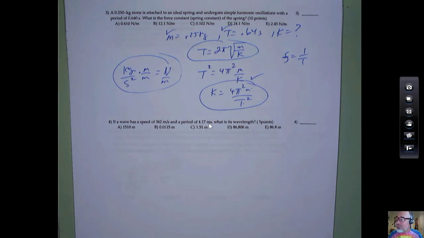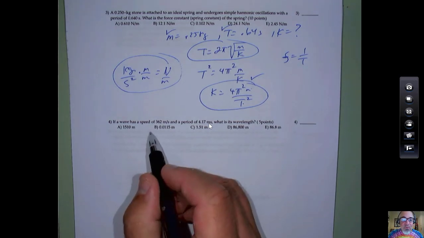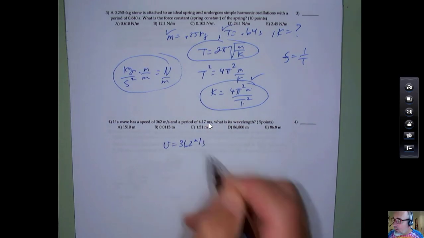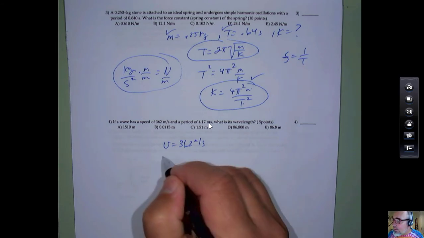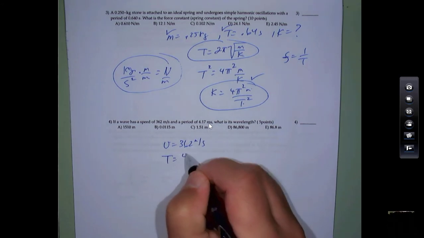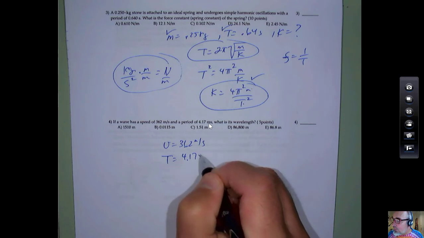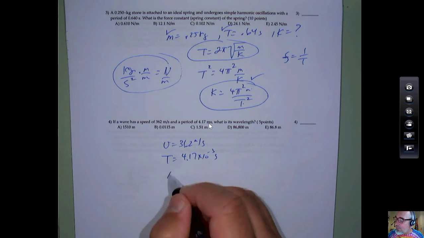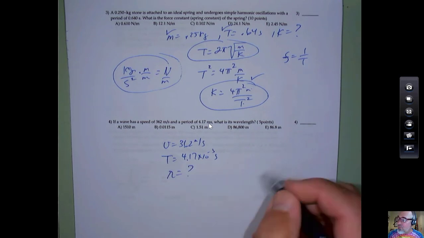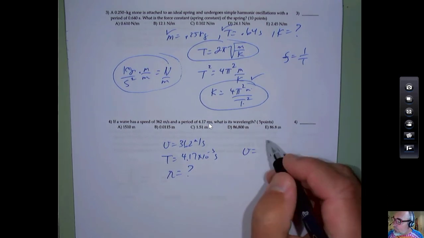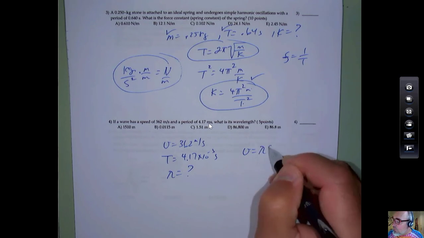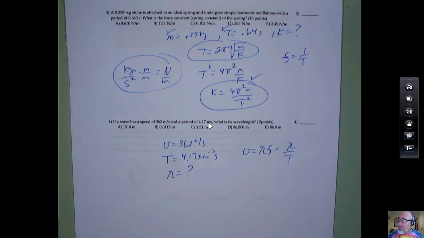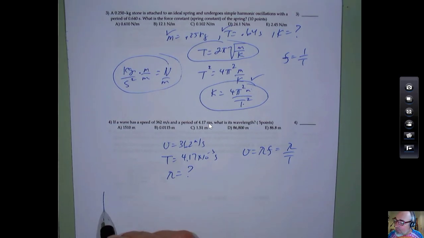Okay, next one. If a wave has a speed of 362 meters per second and a period, the amount of time, 4.17 milliseconds, so times 10 to the minus 3 seconds, what's the wavelength? Okay, so the wave speed is the wavelength times the frequency. It's also the wavelength divided by the period. You know why is that exactly? Let's just look at a wave.